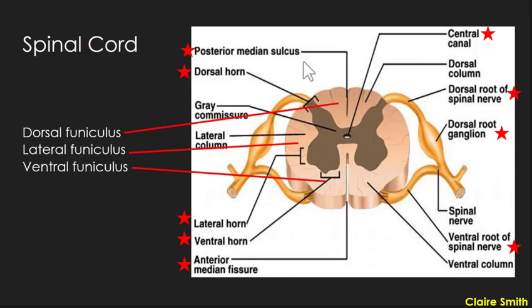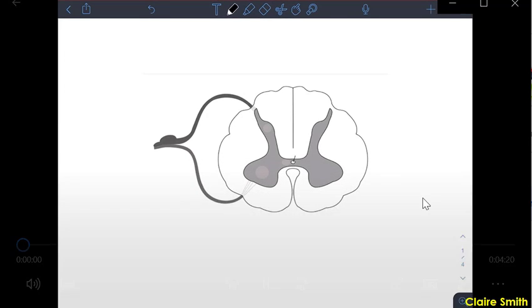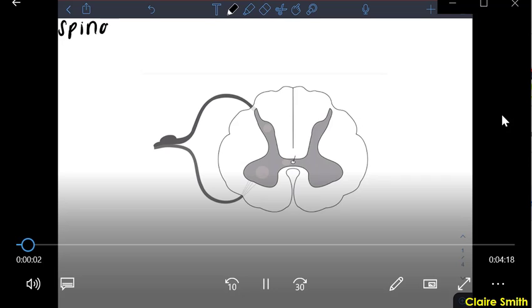The spinal cord itself, there's a lot of different features that we're going to have to know. Normally I draw this on the board, so I am going to do my best to draw it on the computer and then just talk over it while I'm drawing. But here's just all of the ones that you have to know starred on an actual diagram. But I'm just going to actually go through and draw and write it out on a picture. So hold on. Okay, so here's me drawing that.